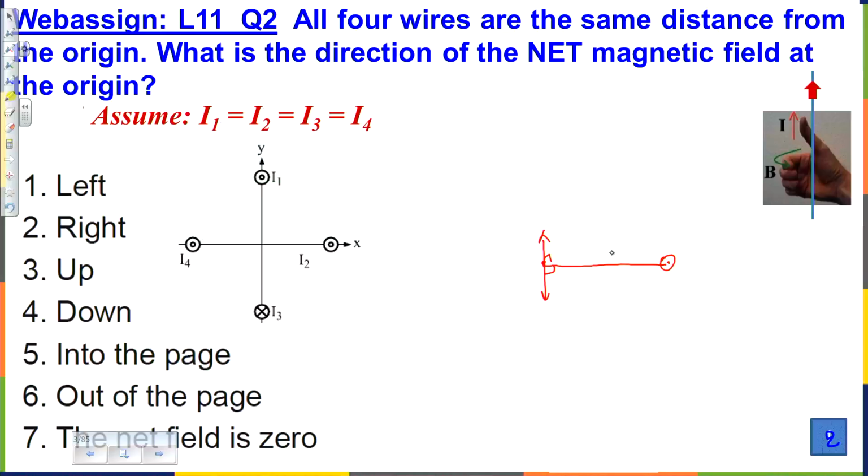Here, we should imagine briefly how we're using the right-hand rule. Right-hand rule says counterclockwise, of course, again. And here, counterclockwise means like this. So, wrong choice.